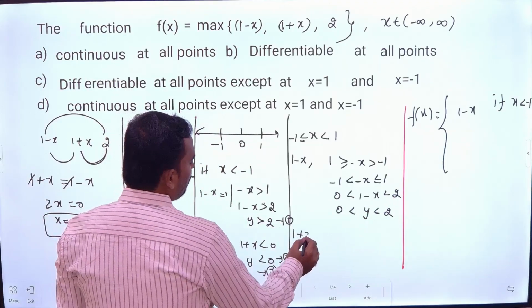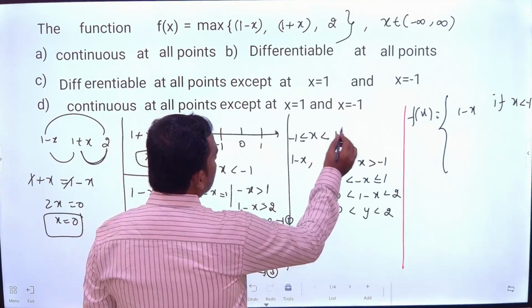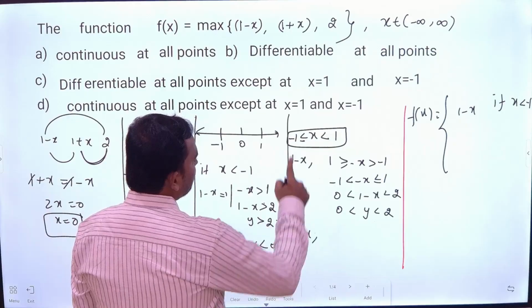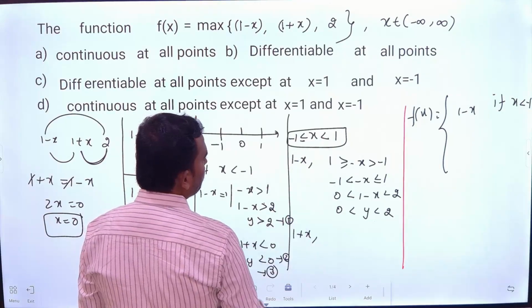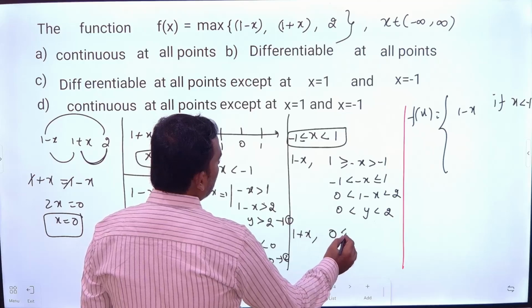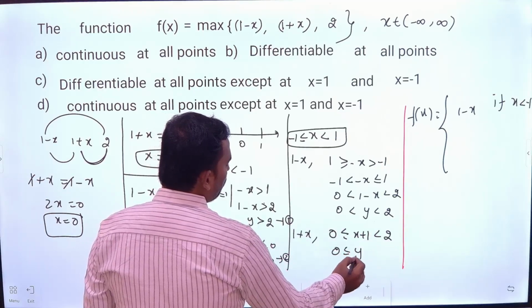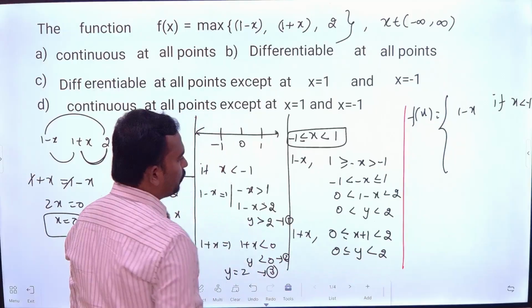Let me begin with 1 plus x. In this interval, so x will be there, you can add 1 both sides. So what will we get? 0 less than x plus 1 is less than 2. So here also y will be 0 to 2.